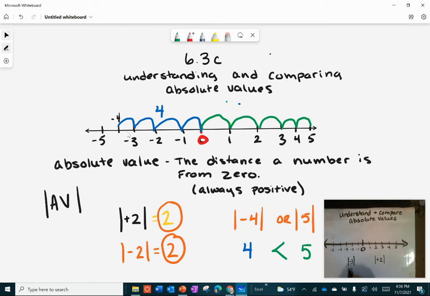Really what ends up happening is the absolute value just becomes the positive version of whatever you put into there. If it's already positive, it just stays positive. If it's negative, it's going to be positive 3. 1, 2, 3 spaces. The other one, 1, 2. 3 is greater than 2. So the absolute value of negative 3 is greater than positive 2. If it said, pick the letter that represents the greatest absolute value, well, A would be 5, B would be 2, C would be 2, D would be 4, so A has the largest absolute value.